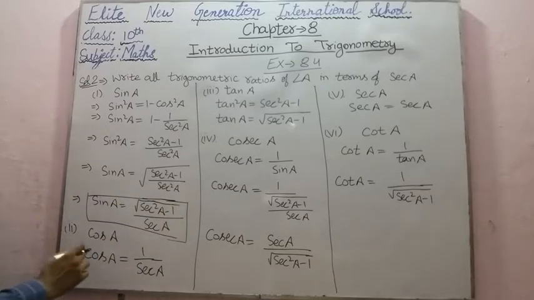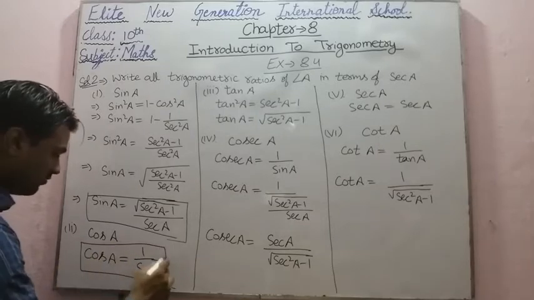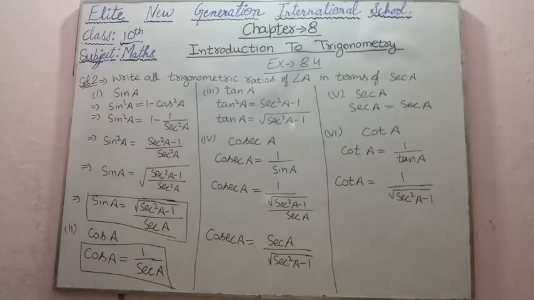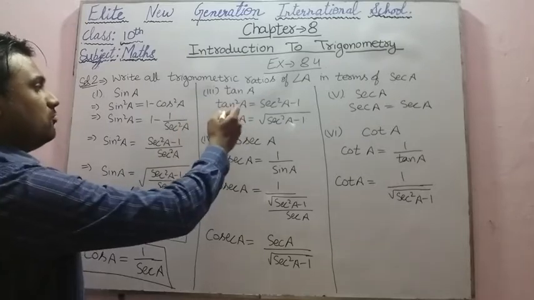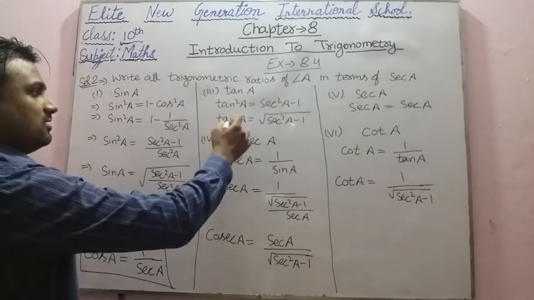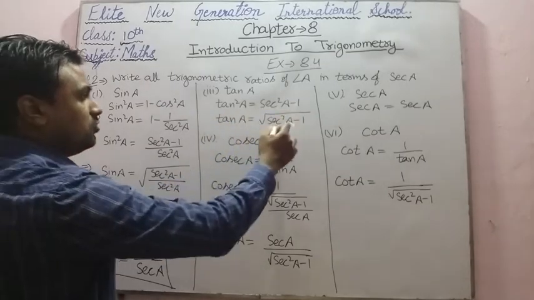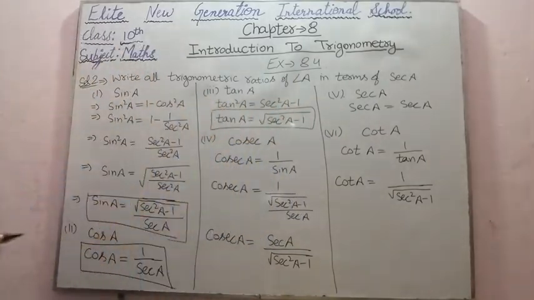Now the second part, cos A. As we know, the value of cos A equals 1 upon sec A. So here cos A equals 1 upon sec A. Now after this, see tan A. As we know the formula tan square A equals sec square A minus 1, so tan A equals under root sec square A minus 1. So this will be the answer.